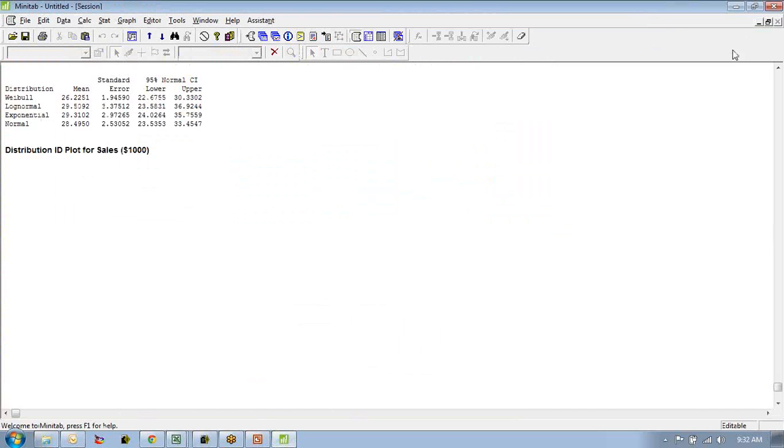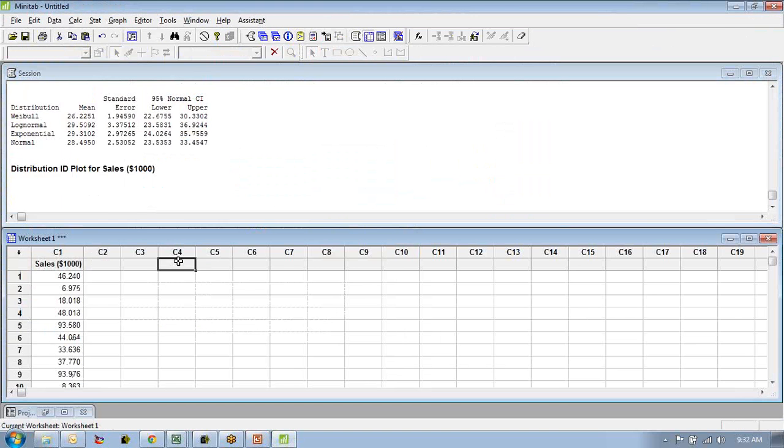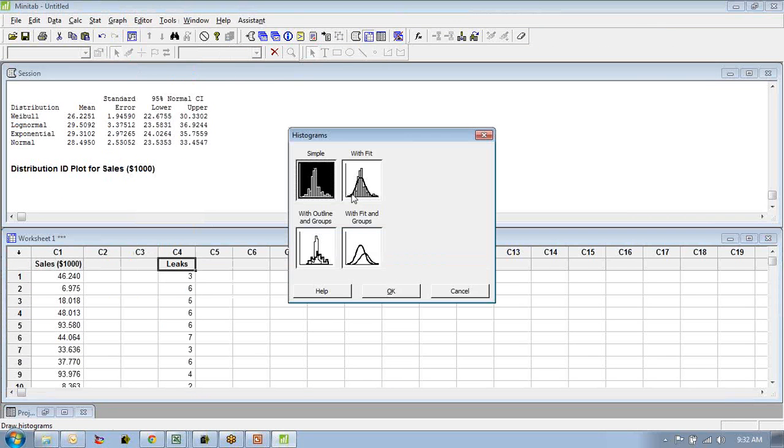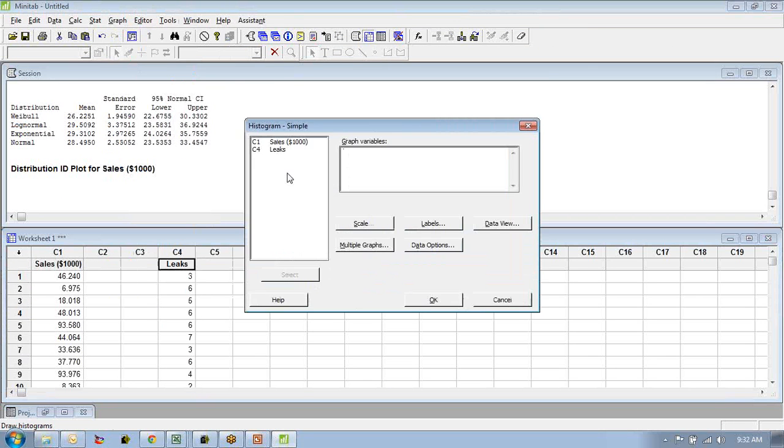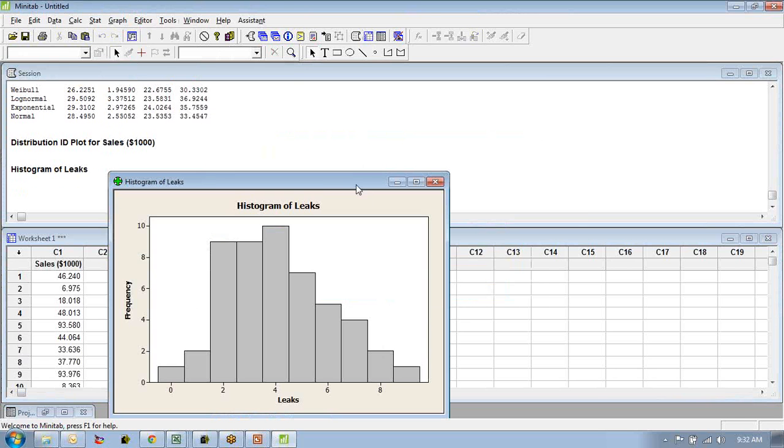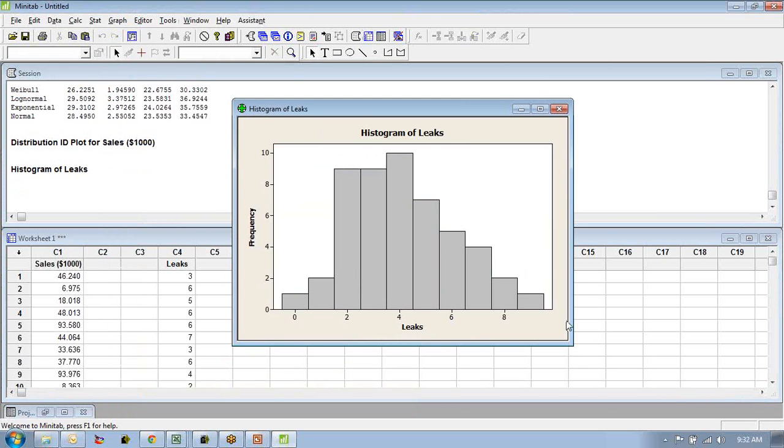Get rid of that guy. Come back to our data, and I'm going to put in this for leaks, and we'll make a graph. If we do a histogram, the histogram will look kind of funny. Maybe it'll look kind of typical. See how it looks? I guess it looks kind of typical.